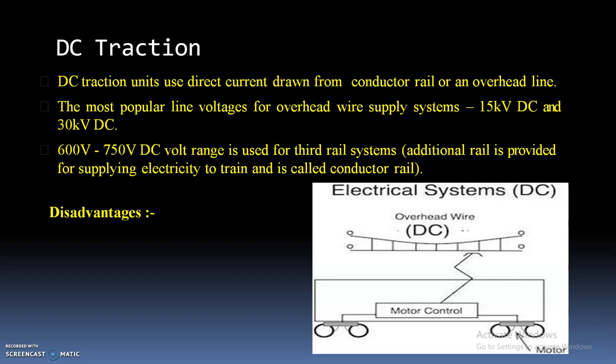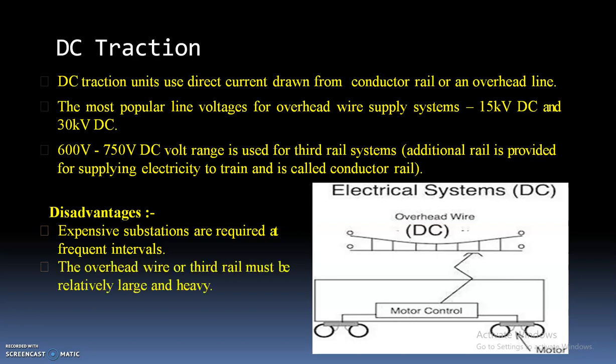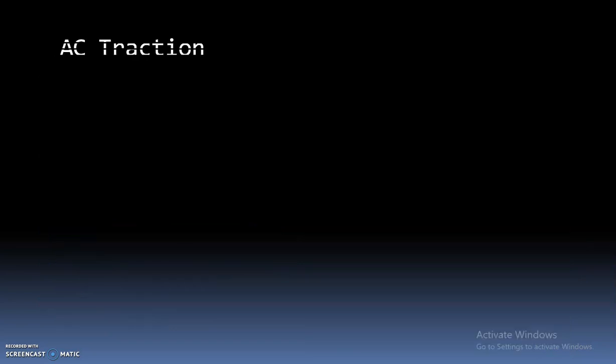Of course, it has some disadvantages. This system is expensive, and it requires substations at frequent intervals. The overhead wire or third rail must be relatively large when compared to AC system. Voltage goes on decreasing with the increase in length. That is, there is a considerable amount of voltage drop on the traction system.